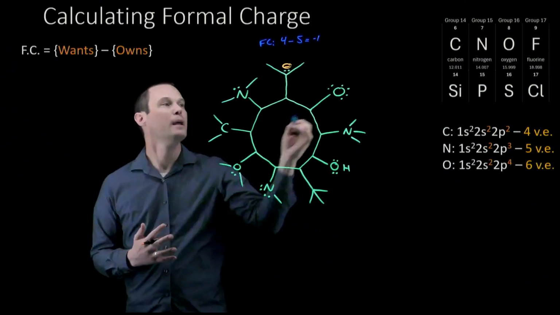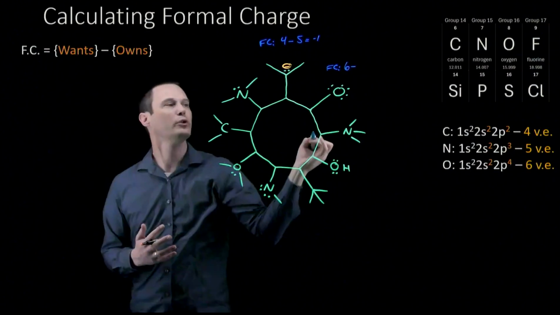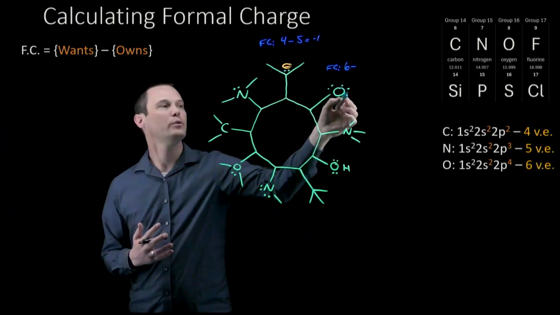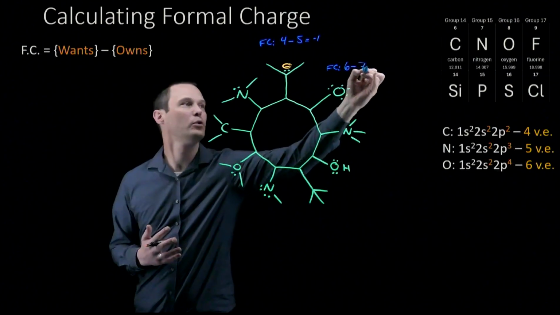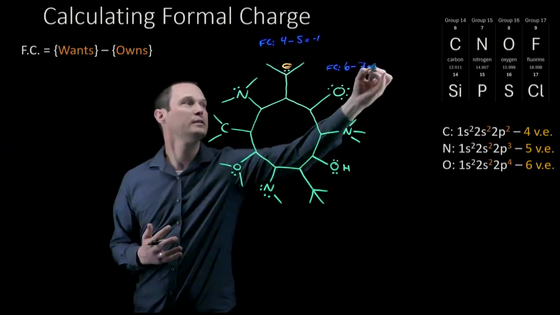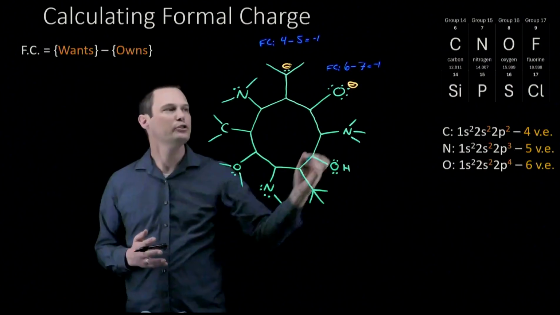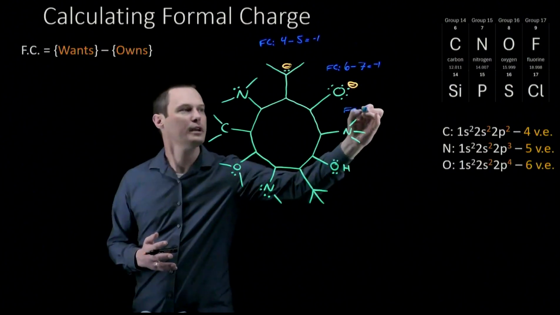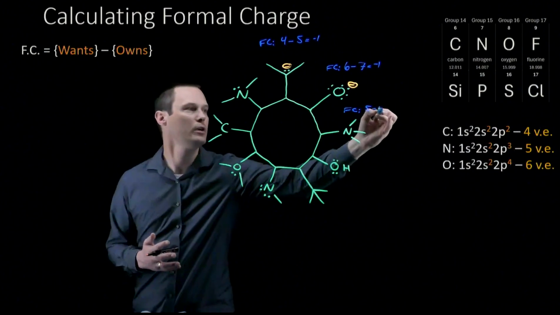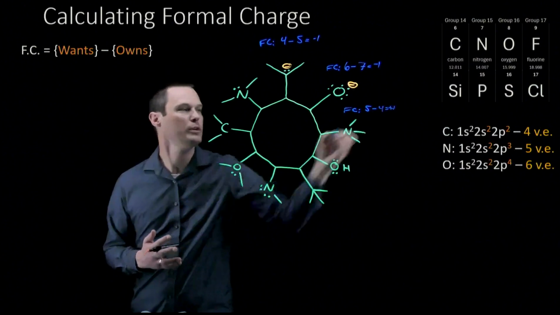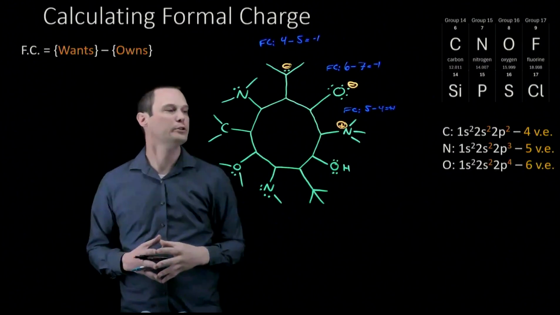Let's keep going. The oxygen here. The formal charge for oxygen. Oxygen wants 6 electrons in its neutral ground state configuration. It owns 1, 2, 3, 4, 5, 6, and half of the 2 bonding electrons, so half of 2 is 1. That makes a total of 7 electrons that it owns, and 7 minus 6 is also -1. Oxygen here also has a -1 formal charge. Nitrogen wants 5 electrons in its ground state neutral configuration, and it owns half of the 8 bonding electrons, so it owns 4. 5 minus 4 equals +1. So the nitrogen in this particular example has a +1 formal charge.